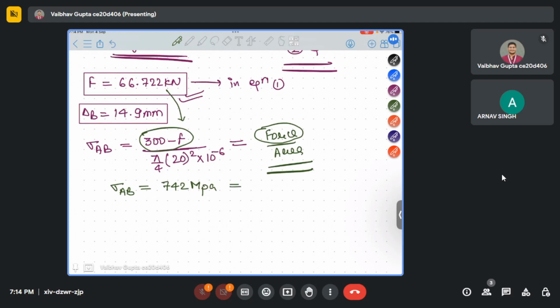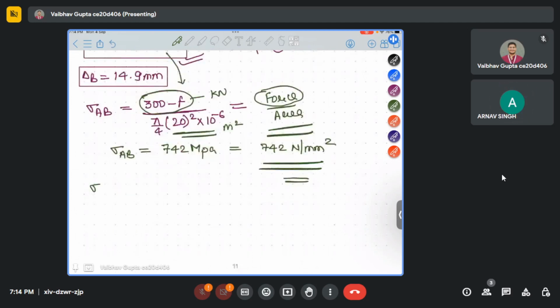MPa is nothing but Newton per mm square, so 742 Newton per mm square. Here your area is in meter square and force is in kilonewton, so you have to convert the units. Similarly, sigma BC is nothing but minus F upon A.